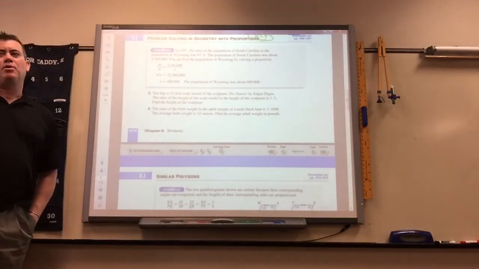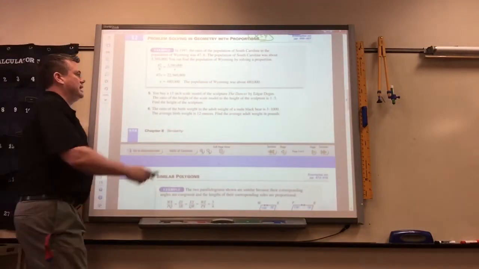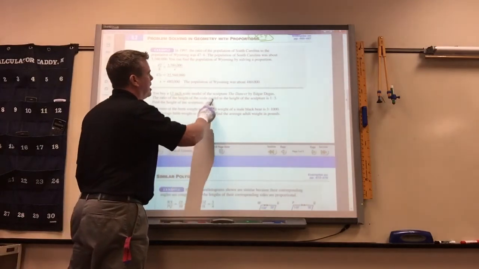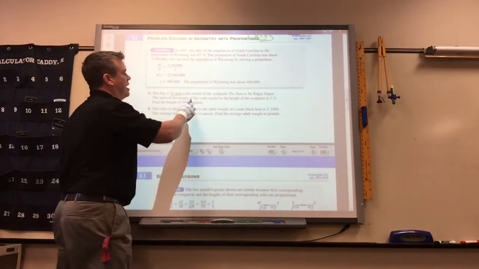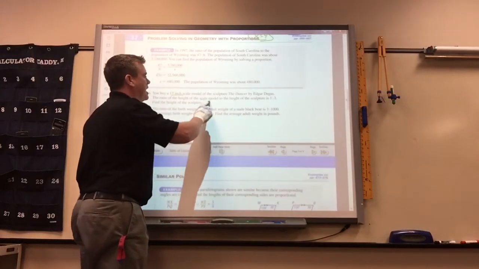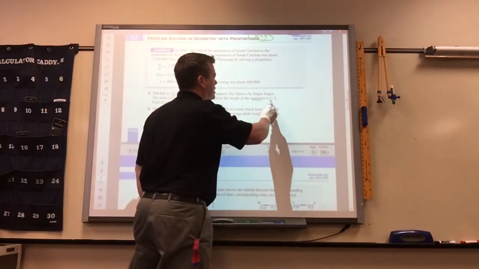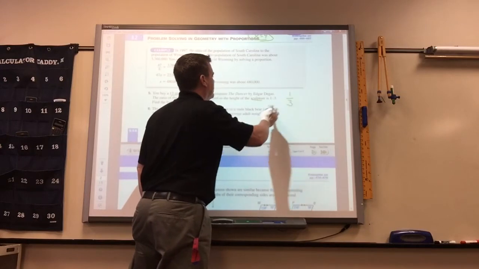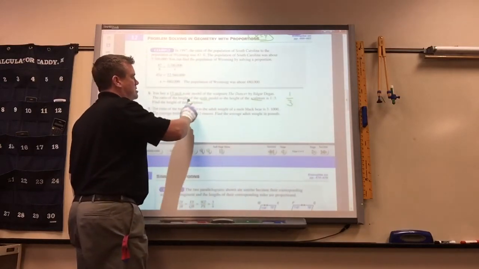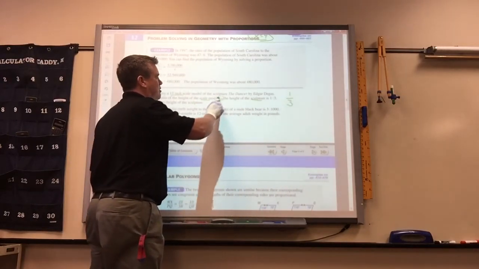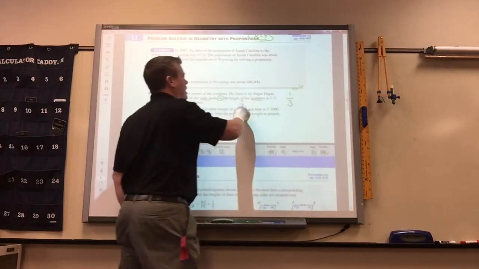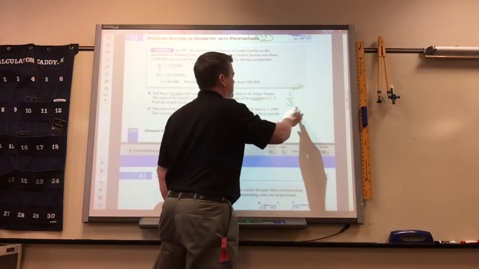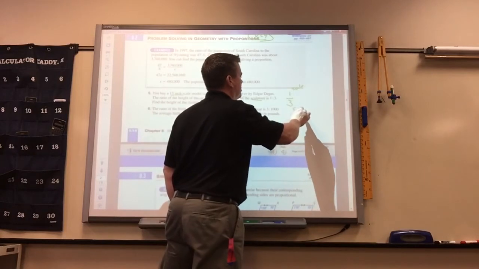Setting up your own proportions. You buy a 13-inch scale model of a sculpture, the Dancer. The ratio of the height of the scale to the height of the sculpture is 1 to 3. So again, this tells us the top number, since it was listed first, is the scale. Here, the bottom number, since it comes second, is the sculpture.